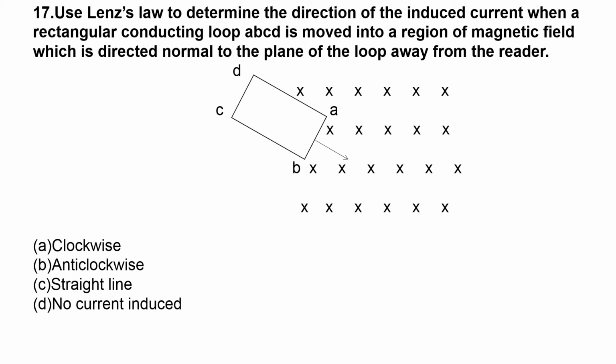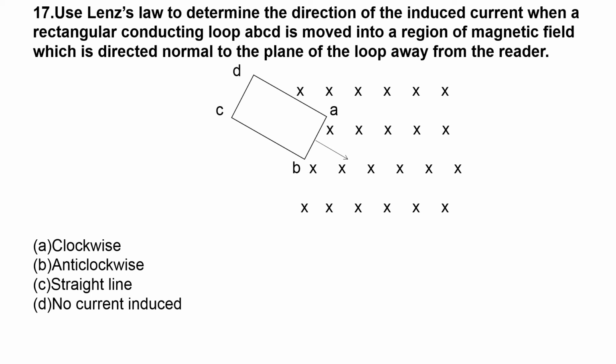Here you have to determine the direction of induced current using Lenz's law. So when this rectangular conducting loop ABCD is moving towards the magnetic field, these cross marks indicate the direction of magnetic field. So here the magnetic field lines are perpendicular to the plane of this sheet.